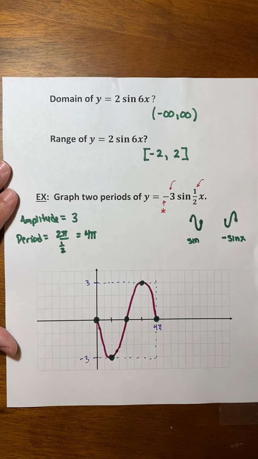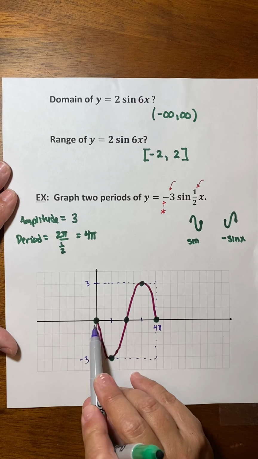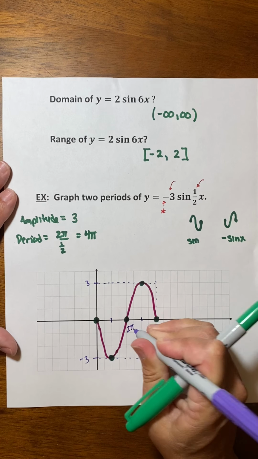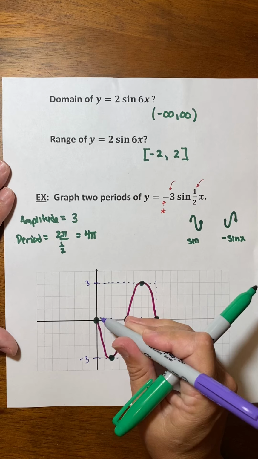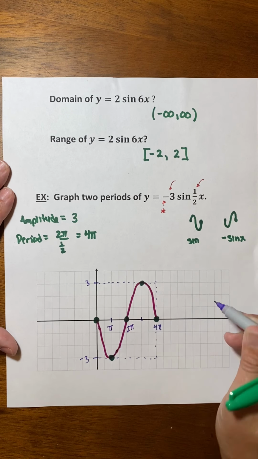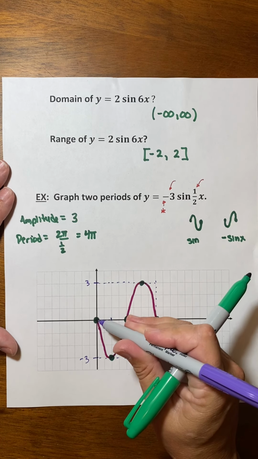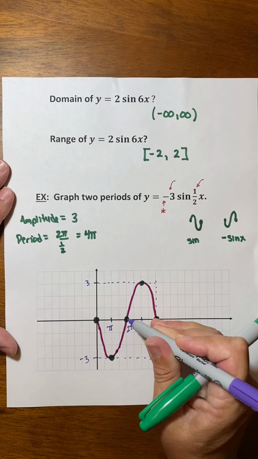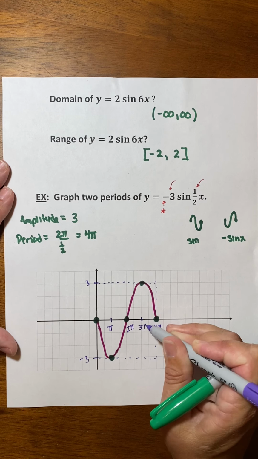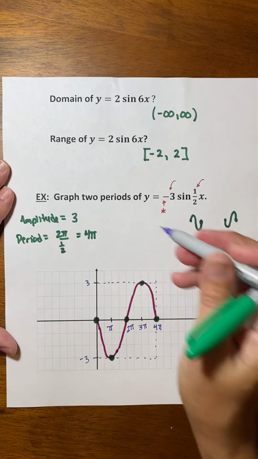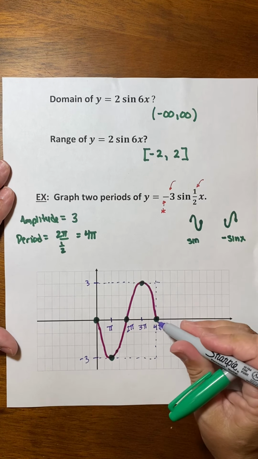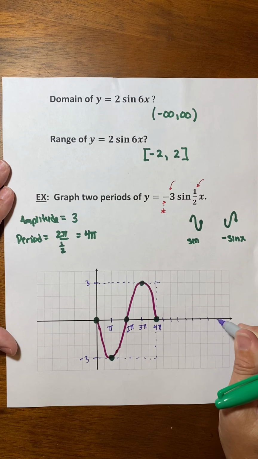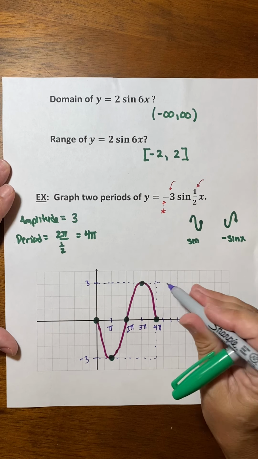So let's just identify these points where they cross. Well, if the period is 0 to 4 pi, halfway is going to be half of 4 pi, which is 2 pi. Halfway between 0 and 2 pi is half of 2 pi, which is pi. So now at every tick mark we're going pi units. So 1 pi, 2 pi, this is going to be 3 pi, 4 pi. Now we want to graph 2 periods, so we want to make sure we graph another one. I gave myself 8 units. 1, 2, 3, 4, 5, 6, 7, 8. So here's 8 pi.